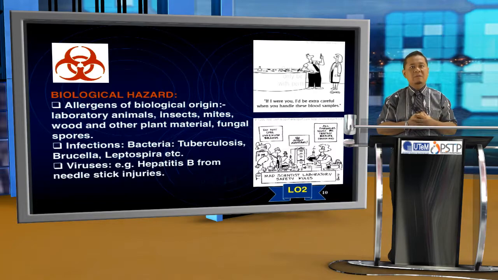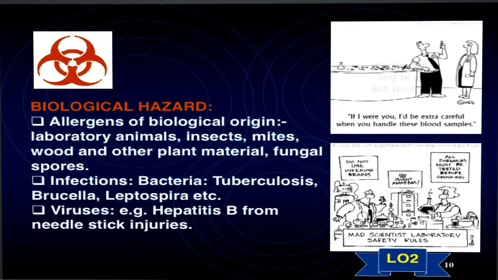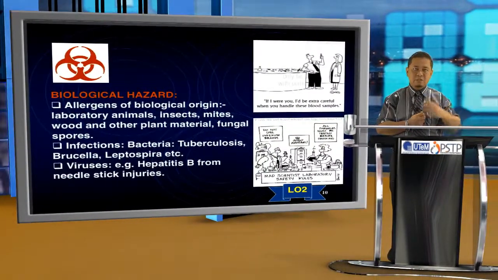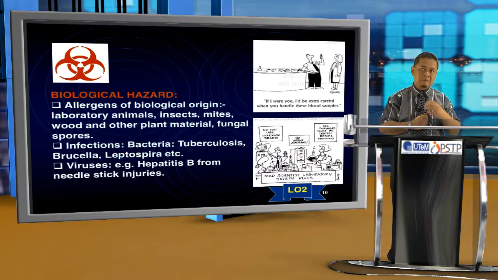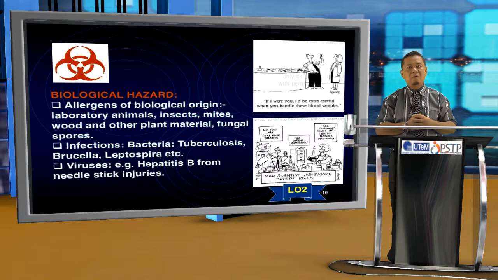The third one, we're talking about the biological hazard. Biological means living cells, either from viruses, bacteria, or protozoa. Any allergen of a biological agent. It might be from laboratory animals working under a research university, insects, mites, snakes, mosquitoes, and other things. Like from plant material, we have very toxic ones, for example, Mexican grass, fungal and spores. This is, for example, infectious disease.